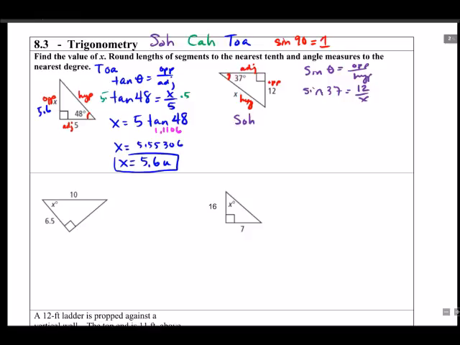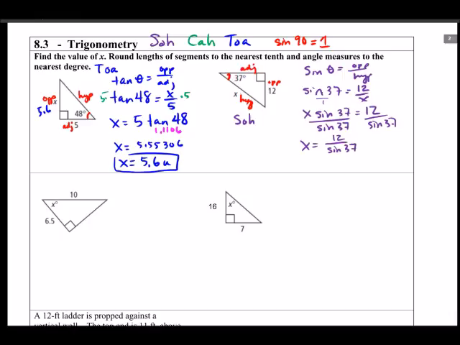Now these are just put over 1. You can cross multiply, or you can multiply both sides by x. It's exactly the same. x sine 37 equals 12. Divide both sides by sine 37, because it's just a number. So x equals 12 divided by sine 37.